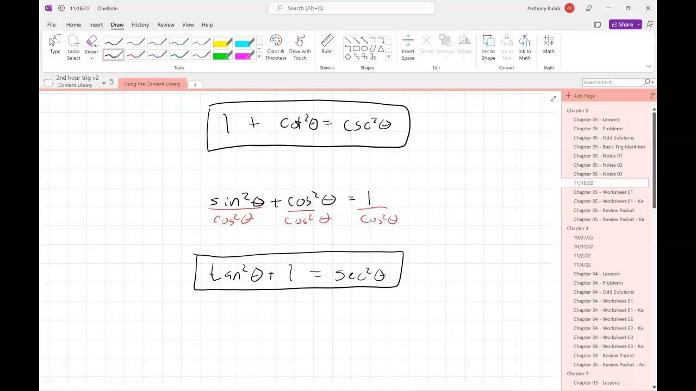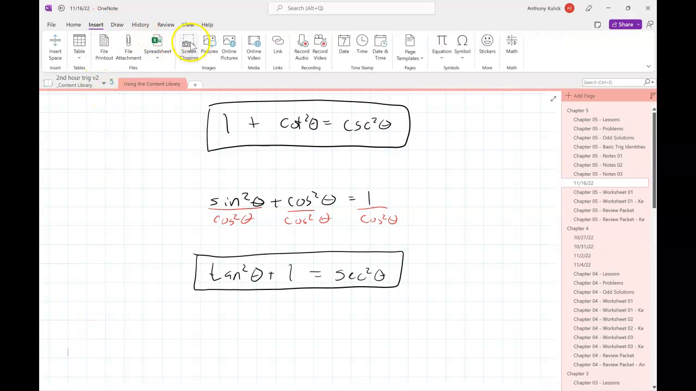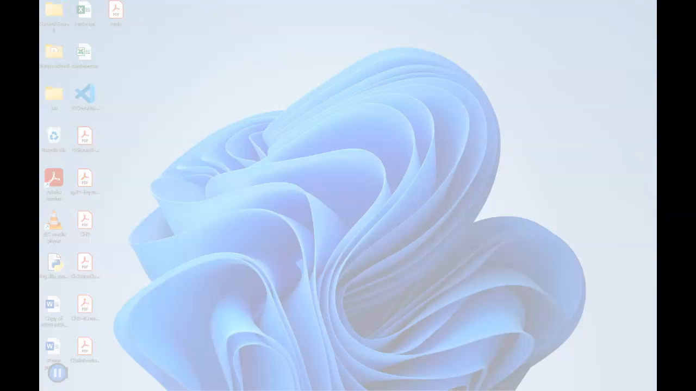We're going to package those 3 together, and we're going to call that group of 3 the Pythagorean identities.